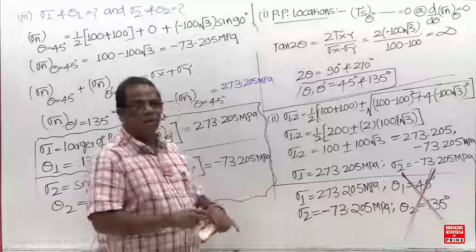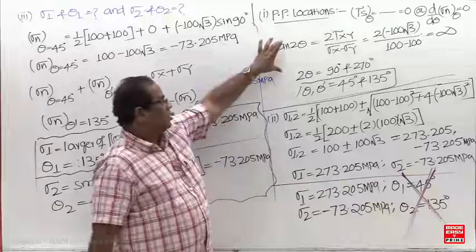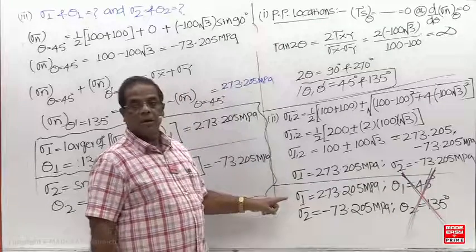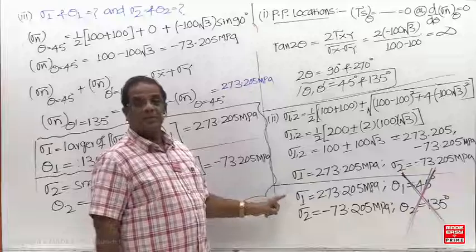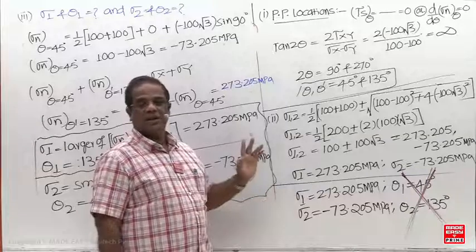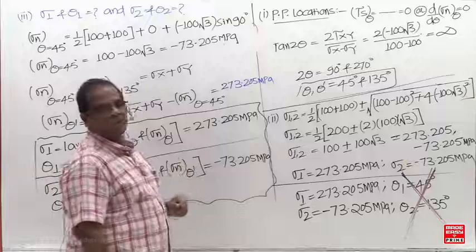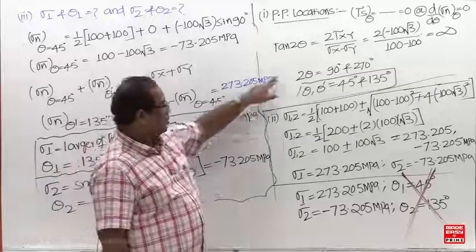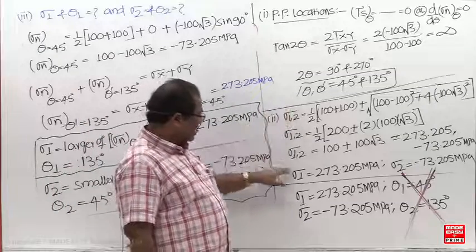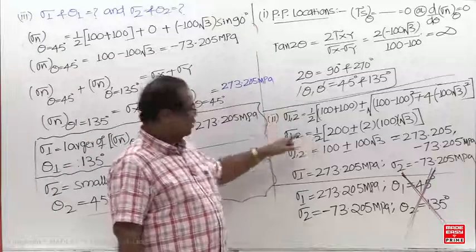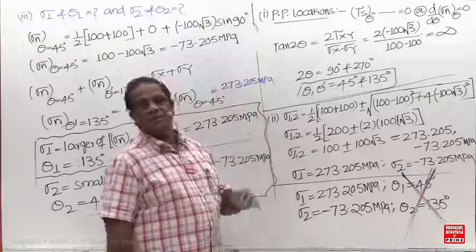That's why I took this example. So whenever he asks for principal stress and principal plane location, corresponding plane location, you have to go for this method only. Don't use this equation; it should be used only for principal stresses.